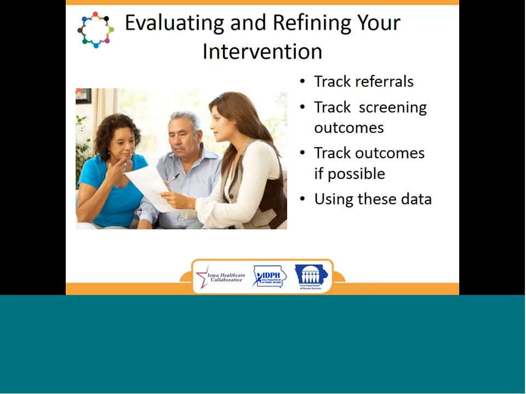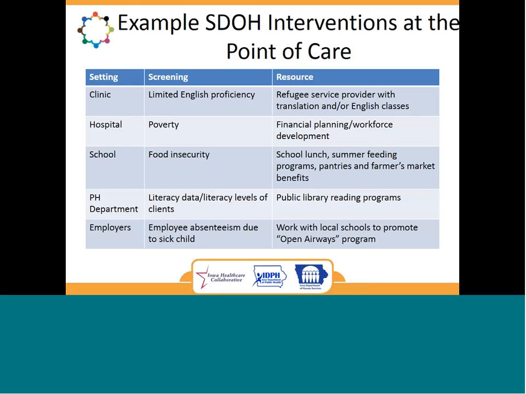So here you can see some different types of social determinants of health interventions at the point of care. We won't go through all of them. You can do that on your own, but you can see, for example, food insecurity is something often screened for at schools. And so people are connected to the school lunch programs, the summer feeding programs, and partners and farmers market benefits as well in some schools.